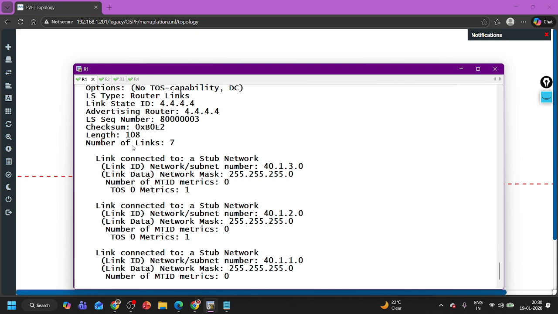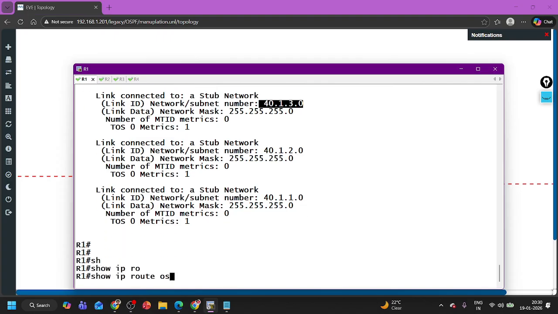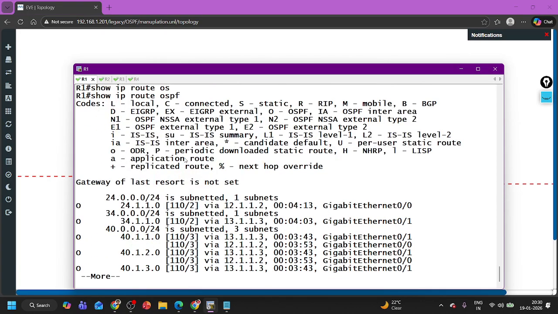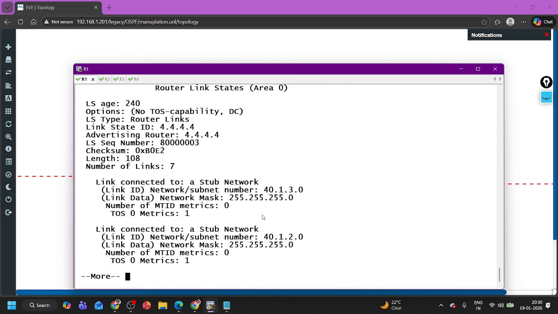Can anyone tell me how router 1 is going to calculate the total cost for this subnet? Let me show you what the total cost is. Show ip route ospf. Here you can see the total cost is 3. Can anyone tell me how it can calculate the cost for this 40 subnet?